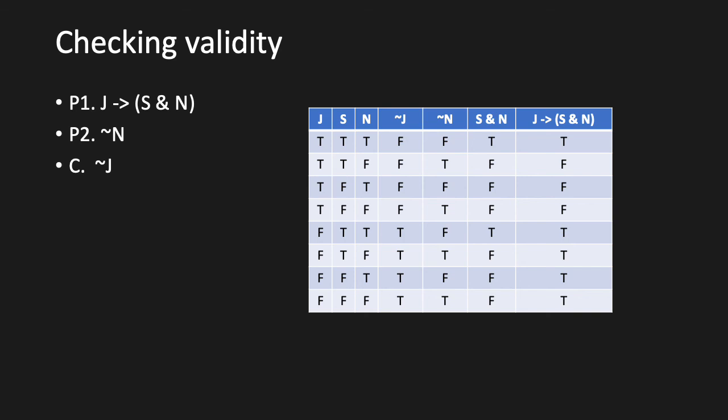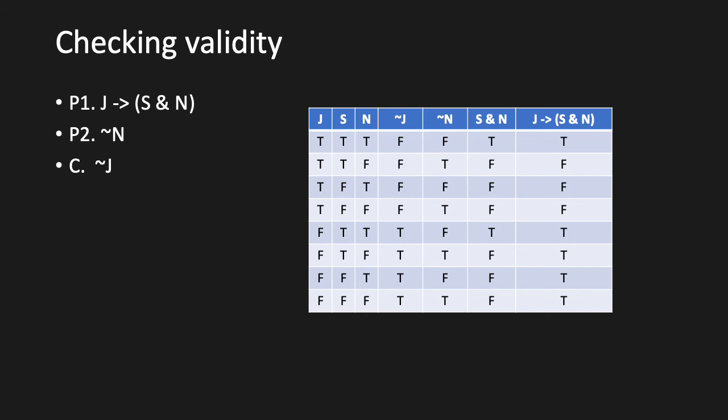Okay. Now, to check whether this argument is valid or not, you should first identify the rows in which both premises are true. Now, take a look at 6th and 8th row. There, you have both premises true, right? Notice that on the 6th row, J arrow S and N is true, and not N is also true. So on the 6th row, both premises are true, and similarly for the 8th row.